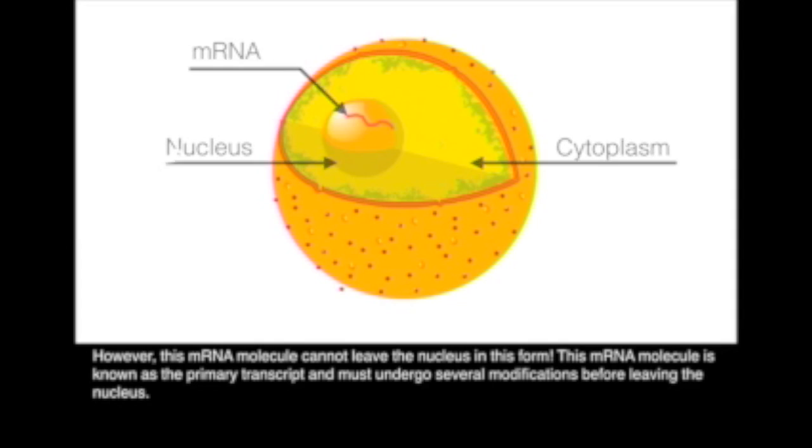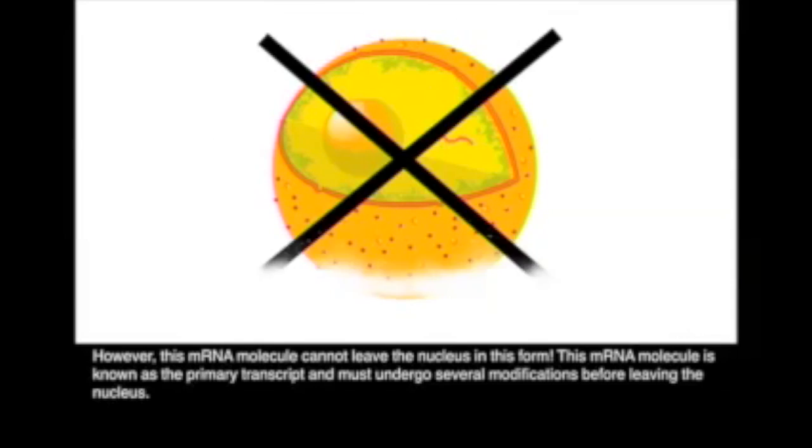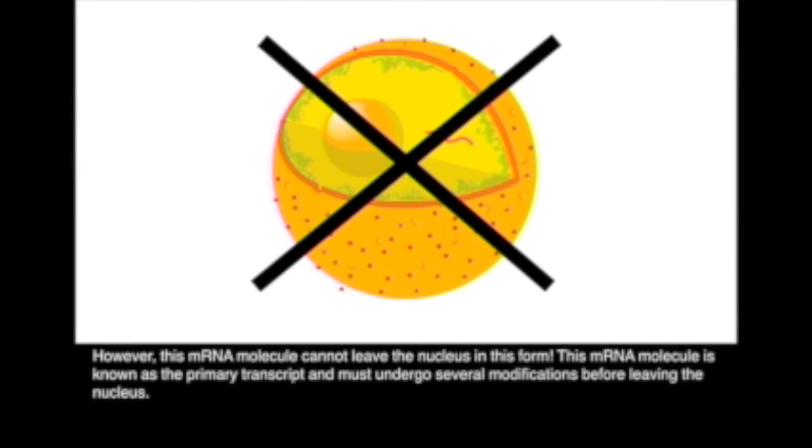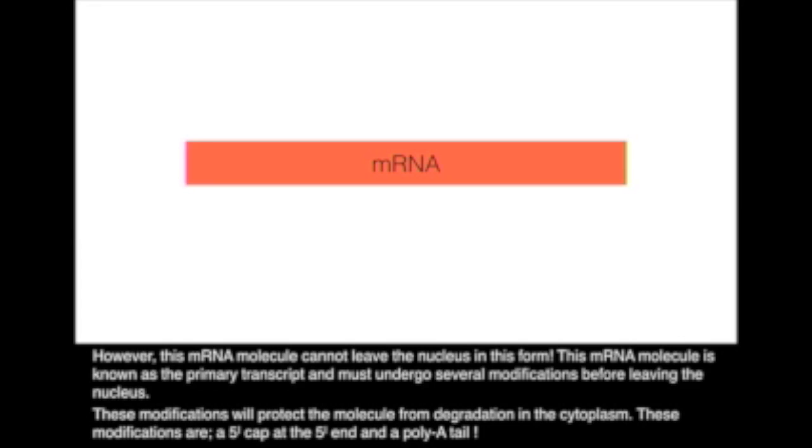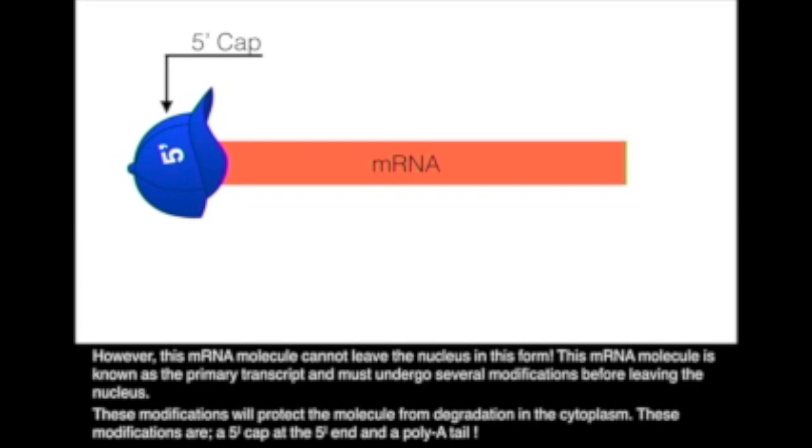However, this mRNA molecule cannot leave the nucleus in this form. This mRNA molecule is known as the primary transcript and must undergo several modifications before leaving the nucleus. These modifications will protect the molecule from degrading in the cytoplasm. These modifications are a 5' cap at the 5' end and a poly A tail.